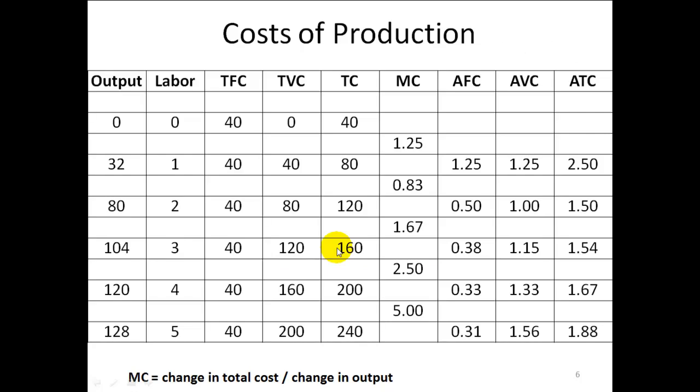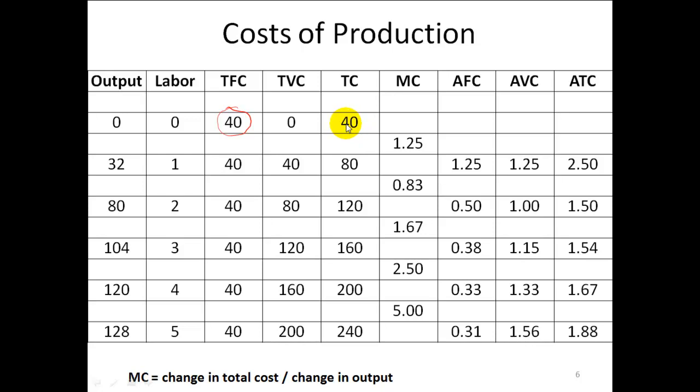Costs of production, this is just numerically showing what we just saw, plus adding in the concept of marginal cost. Now, going back to our factory where we produce chairs, what we are simply saying here is, if the output is zero and labor is zero, we still need investment in capital. So we have a certain total fixed cost, which here is 40. The total variable cost is zero because we've not produced anything. The total cost is 40 plus zero, which is 40.